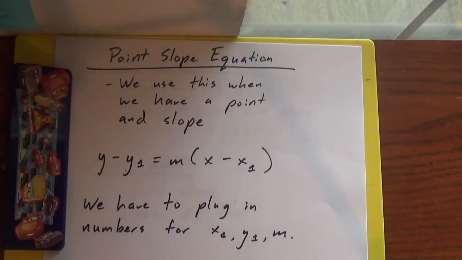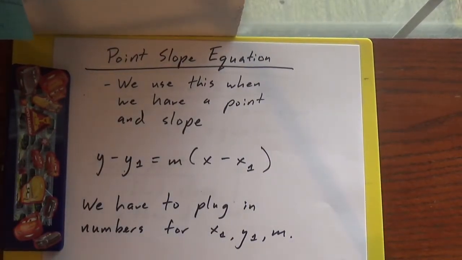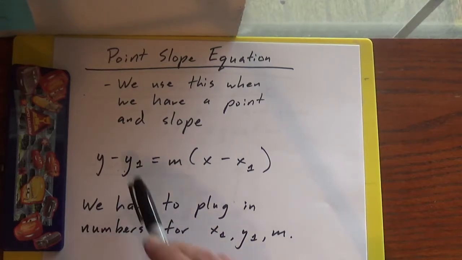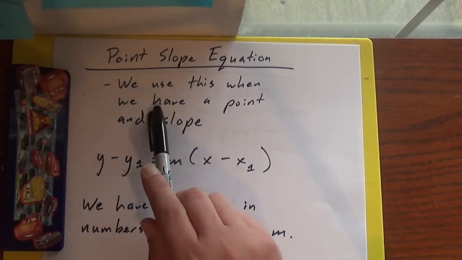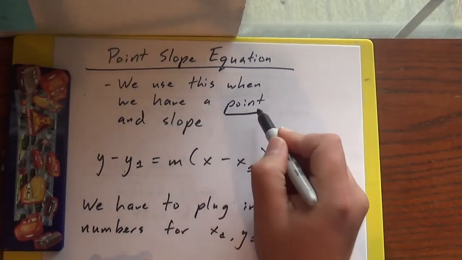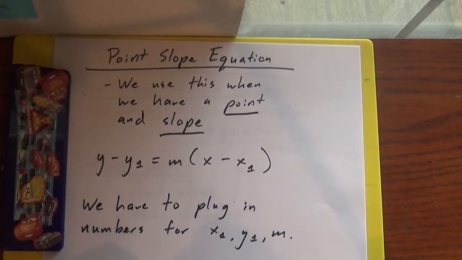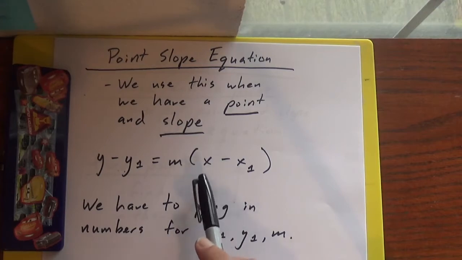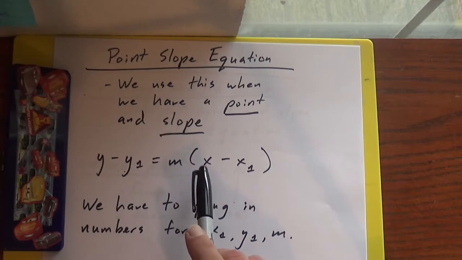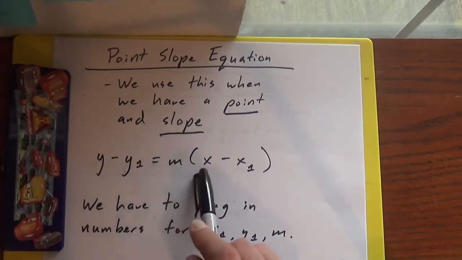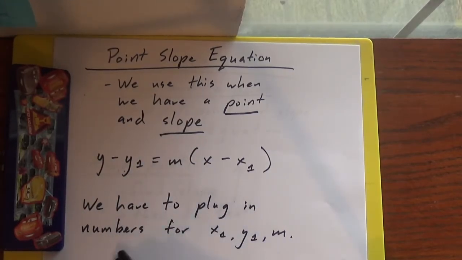But the algebra books are not always that nice to us. Sometimes we don't have all that. So if we don't have all that, we're going to end up using the point-slope equation. We use this when we have a point and a slope. So the point-slope equation is y minus y1 equals m parentheses x minus x1. Now, this y and this x stay the same. They just stay the same. But we're going to have to plug in the numbers for the x1, the y1, and the slope.